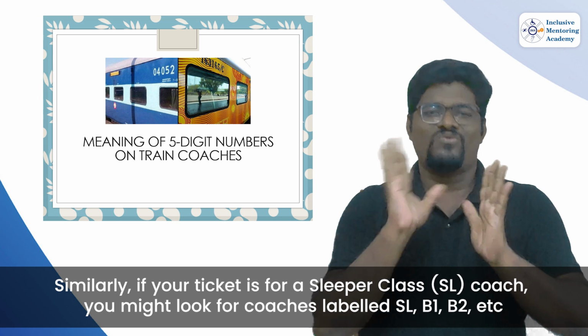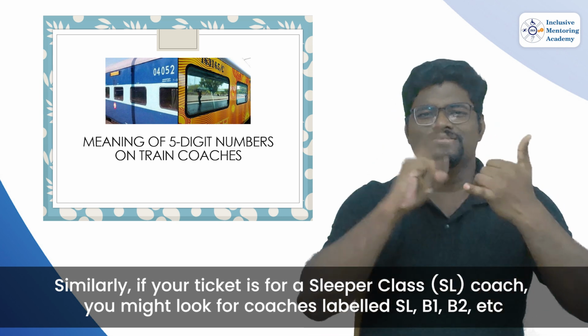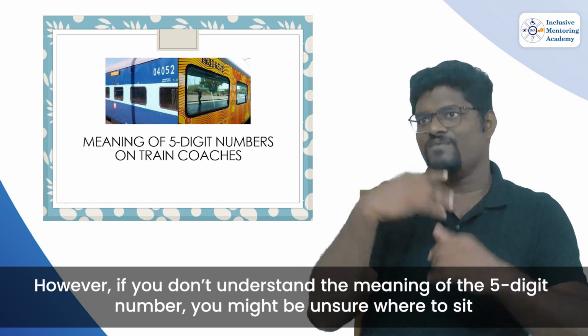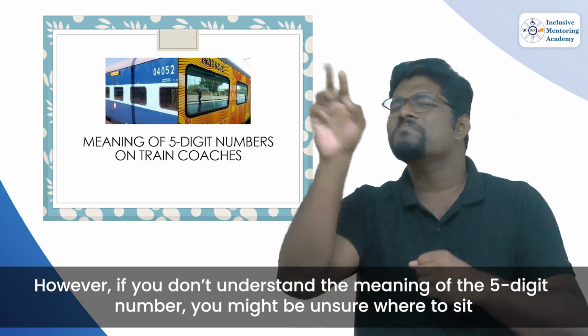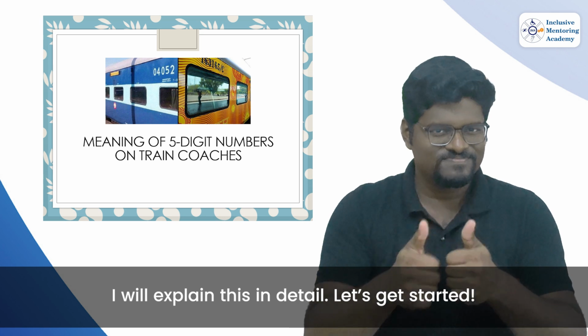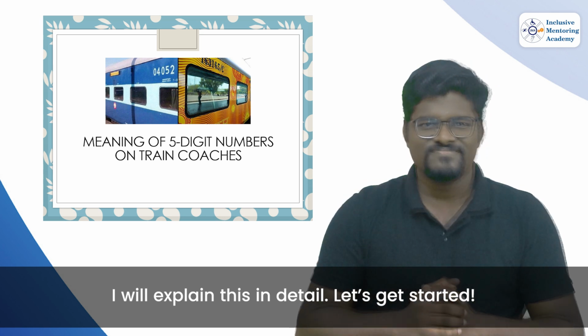Similarly, if your ticket is for a sleeper class SL coach, you might look for coaches labeled SL, B1, B2, etc. However, if you don't understand the meaning of the 5-digit number, you might be unsure where to sit. I will explain this in detail. Let's get started. Introduction.